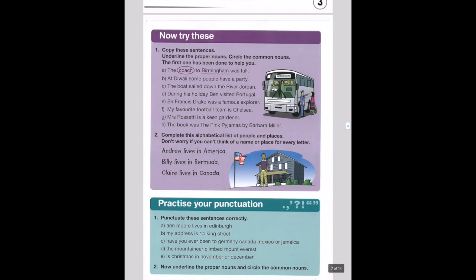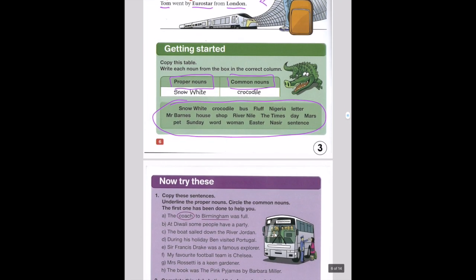Use a ruler if you can, and now we're going to look for the proper nouns in this list. So all the nouns that are the actual names of places, people, or things. Okay, so the first one we find is Snow White. It's the name of a person or a character. So I'm going to put Snow White in this column.